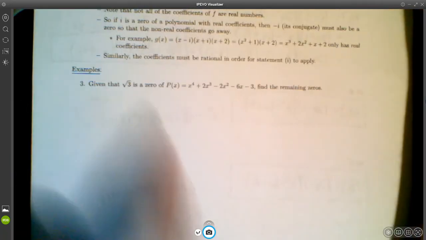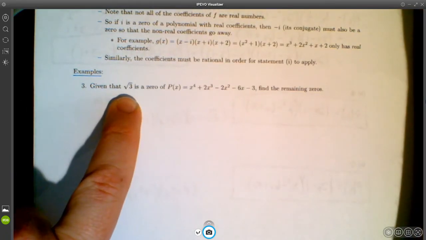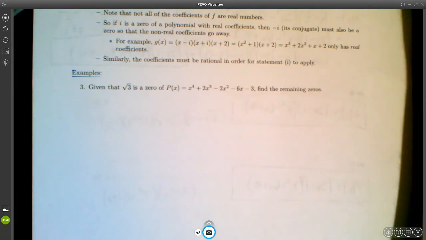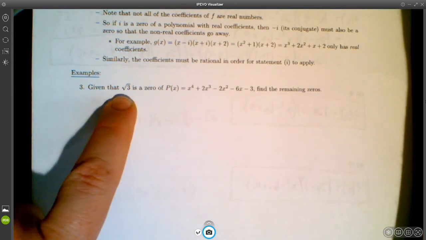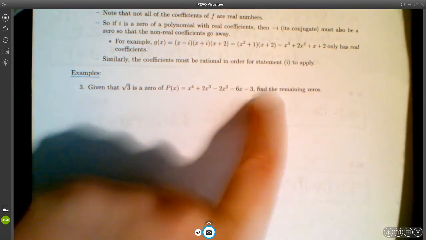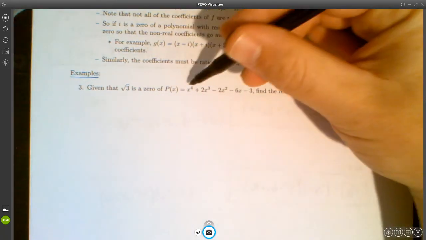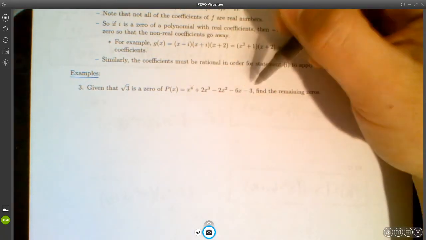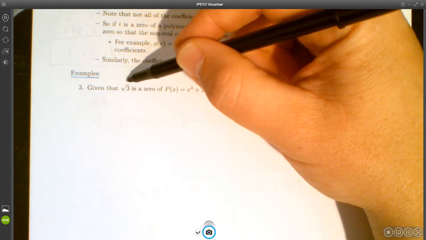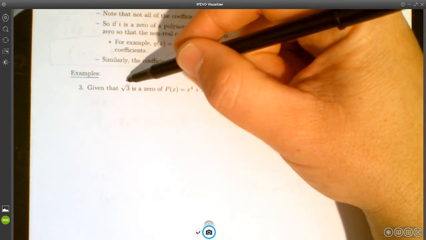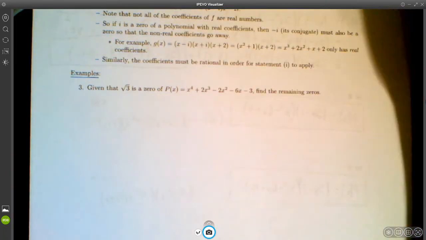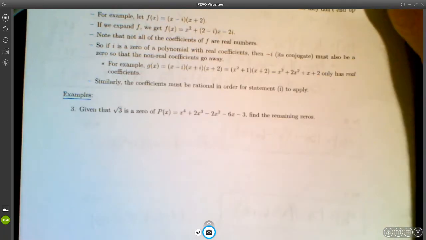For example, if we happen to know that root 3 is a 0 of this polynomial, then we also know that negative root 3 would have to be a 0 of this polynomial, because this polynomial has rational coefficients, and that means the irrational zeros must come in conjugate pairs, right? And the conjugate of positive root 3 is negative root 3.